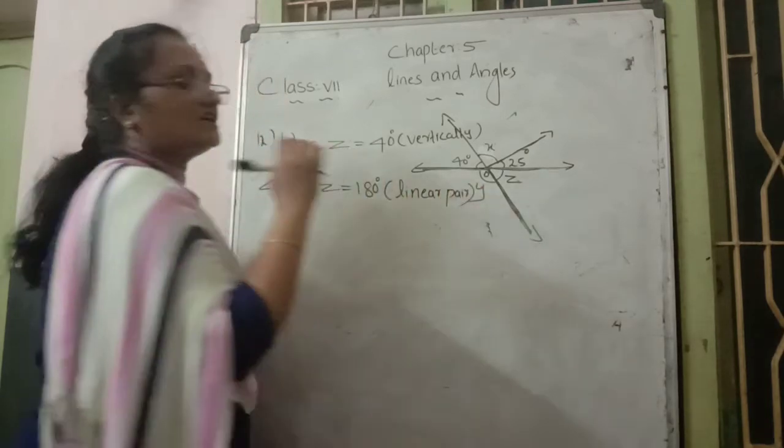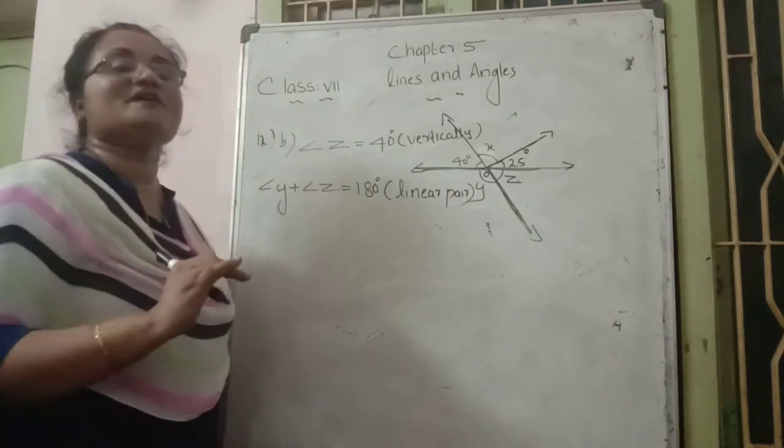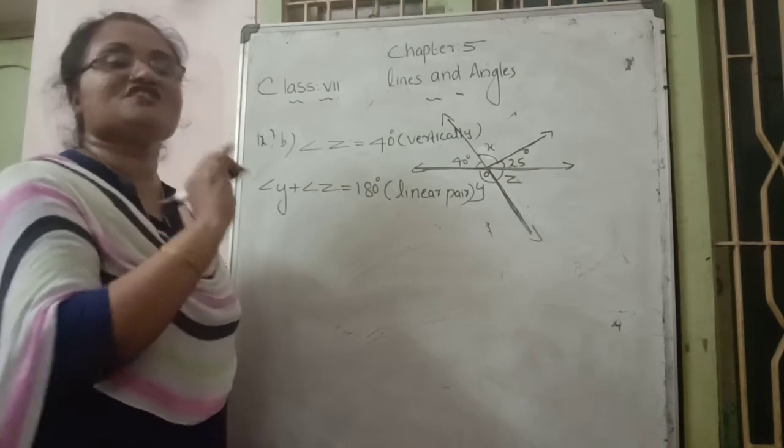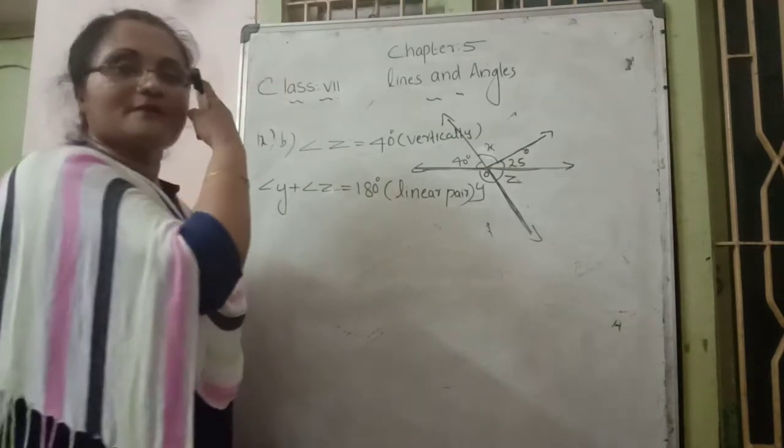So now you have learned that one. The reason must be written, geometry topic, reason must. Why do we take it like that? Write the reason in the bracket.